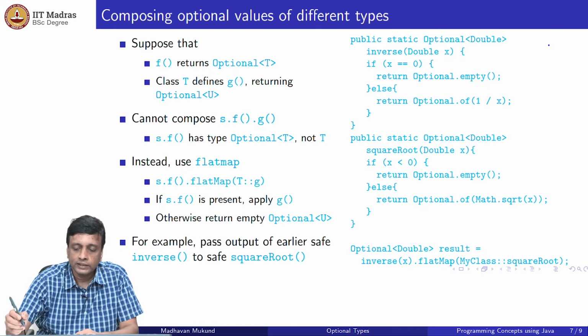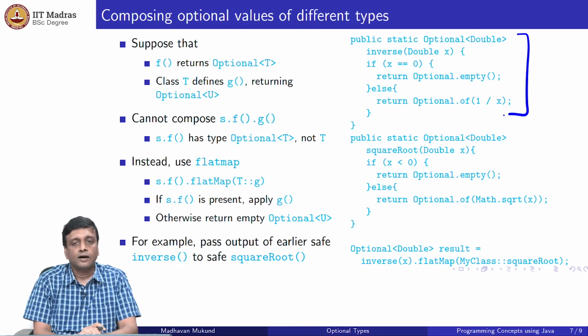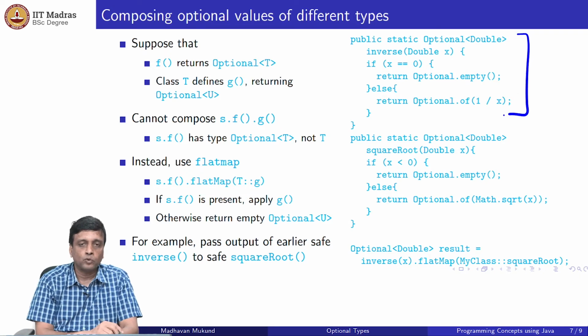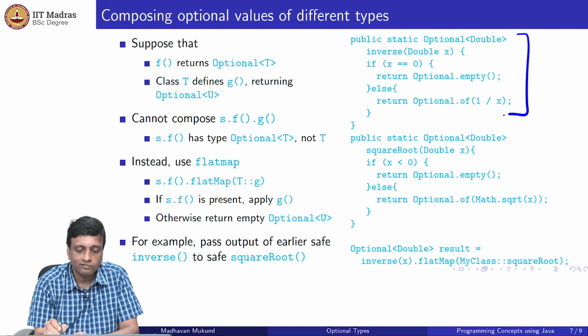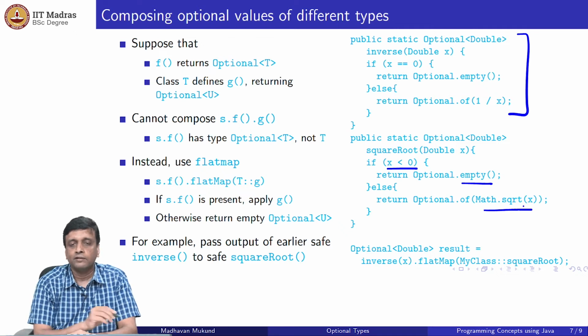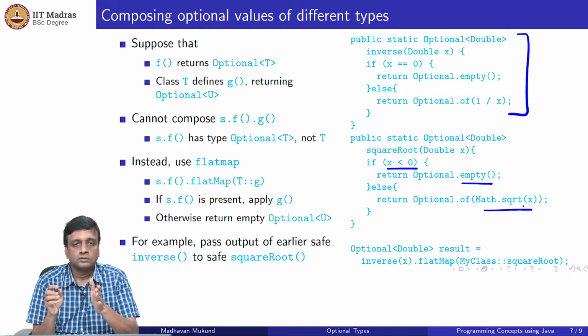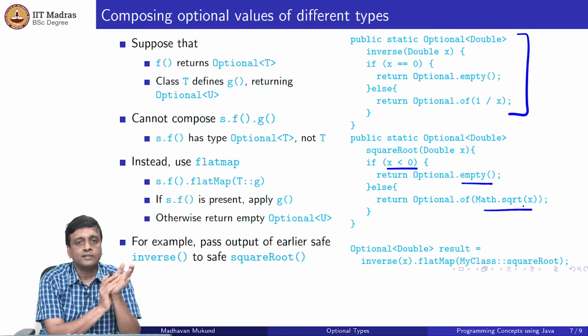For example, we looked at this safe inverse. The safe inverse generated an optional value of 1 by x if the value of 1 by x was valid, otherwise it generated empty. And now we have a safe square root. What does safe square root say? It says that if the value is negative, then generate an empty, because I cannot take the square root of a negative number, otherwise just apply the normal math square root function to it. Now I want to take the output of the safe inverse and pass it to the safe square root.